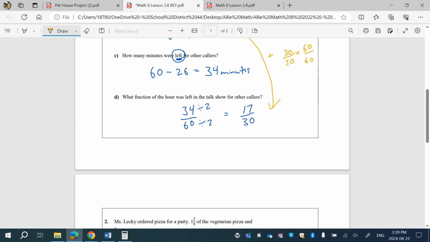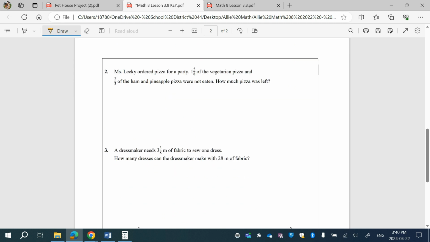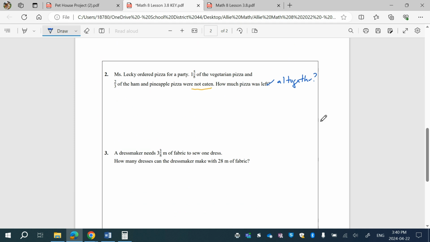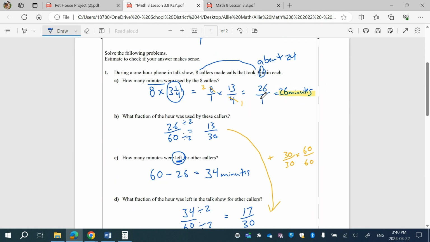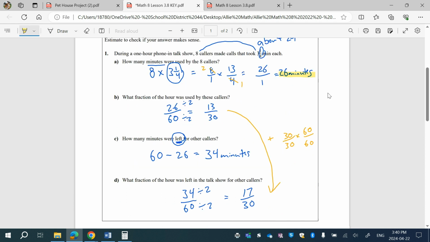Okay. So let's do a few more questions. Miss Lecky ordered pizza for a party. 1 5/8 of the vegetarian pizza and 2/3 of the ham and pineapple pizza were not eaten. Okay. How much pizza was left altogether? Oh, and I think on your version, I added altogether. So I wanted us to highlight our words a little bit. So I added altogether for you, because if you scroll up here, you can see that altogether is often, a lot of the time, an addition question.